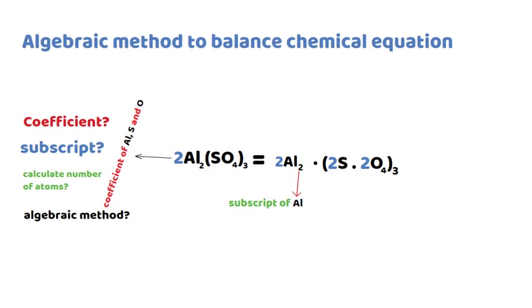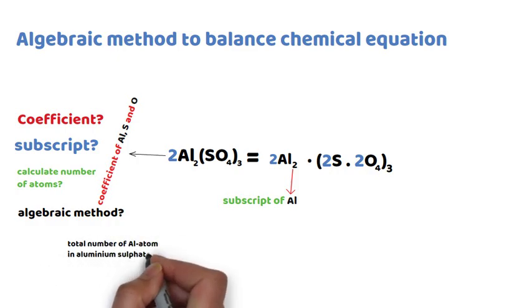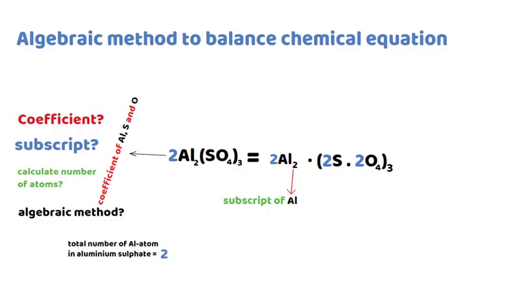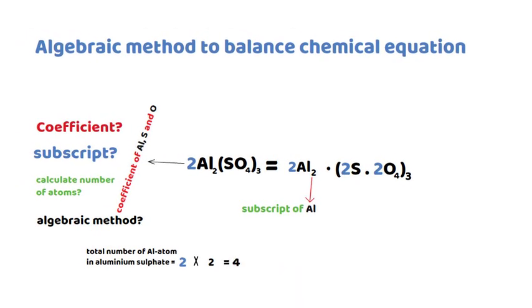Therefore, the total number of aluminum atoms in aluminum sulfate is equal to 2, which is the coefficient of aluminum in aluminum sulfate, times this 2, which is the subscript of aluminum in aluminum sulfate. Therefore, 2 times 2, which equals 4, means there are 4 aluminum atoms in aluminum sulfate.